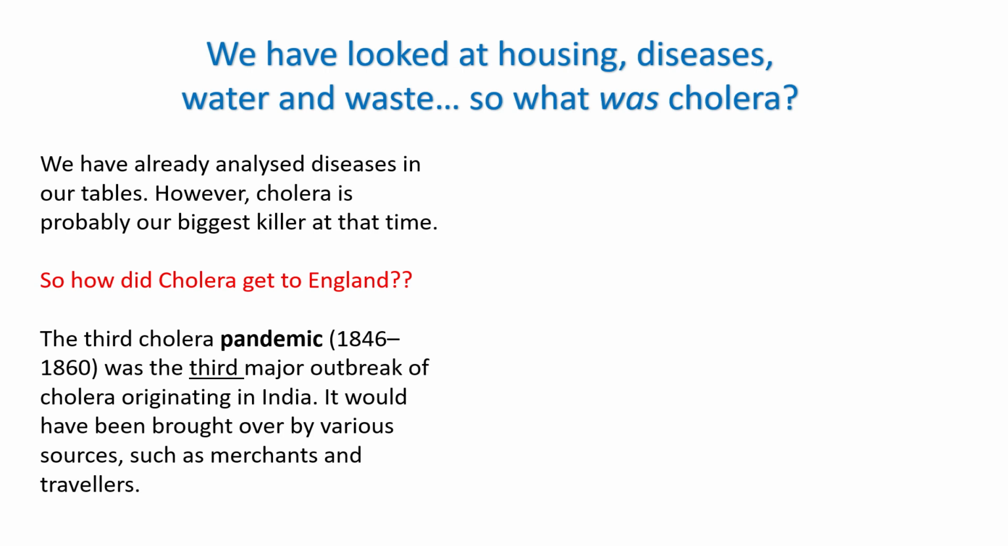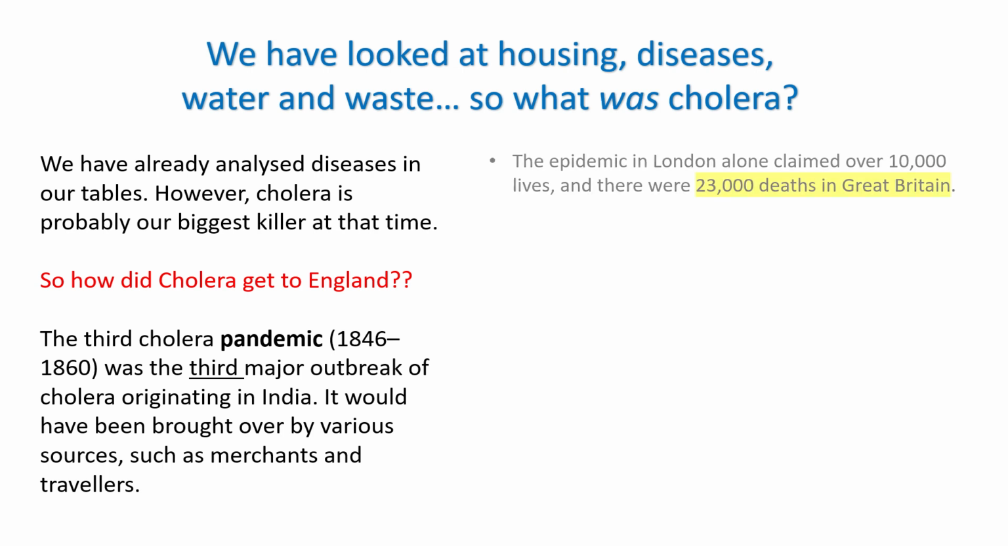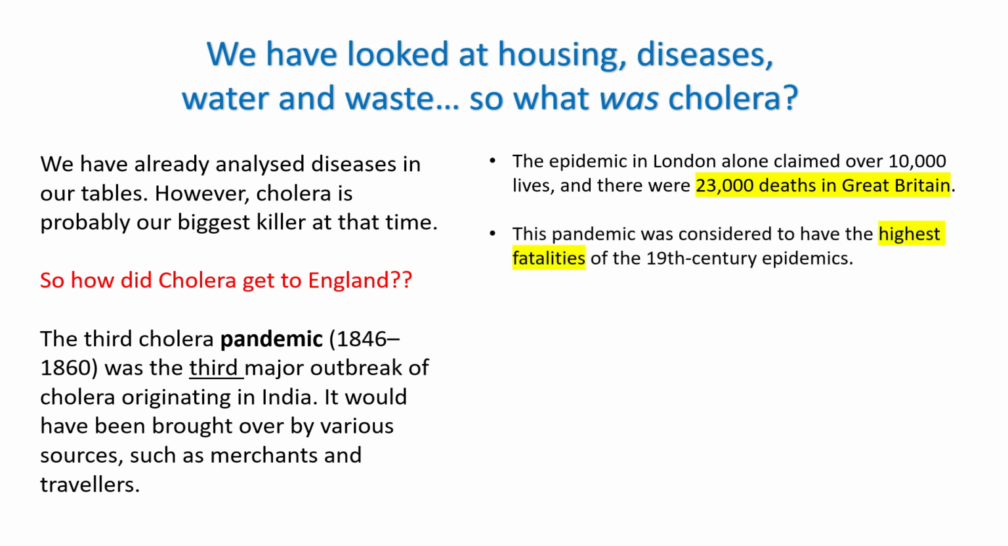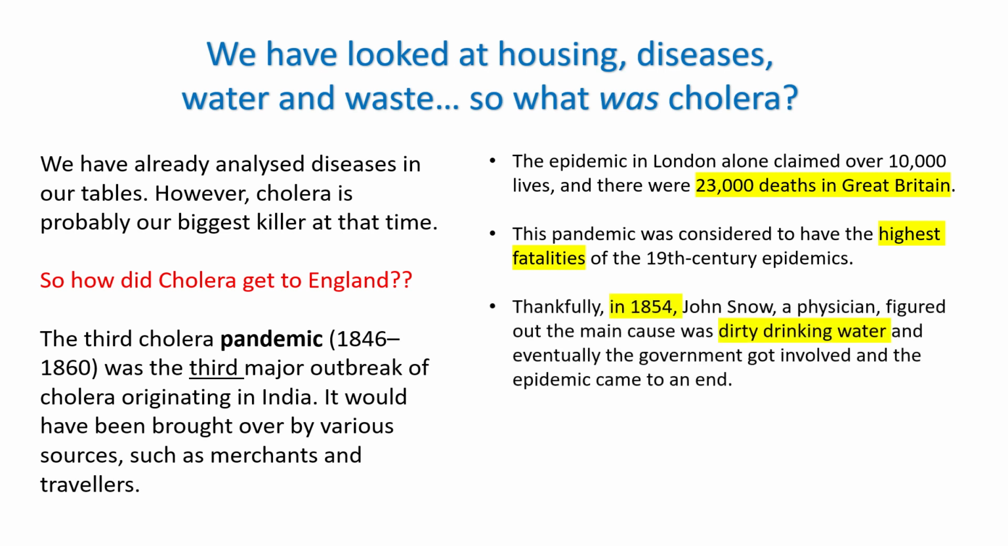The third cholera pandemic was the third major outbreak of cholera, originating in India. This would have been brought over by various sources such as merchants and travellers. Since having COVID-19, they can now relate to what a pandemic is far more, so this hopefully should give them some more insight. The epidemic in London claimed over 10,000 people's lives and 23,000 in Great Britain. It had some of the highest fatalities of the 1800s epidemics. But thankfully in 1854, John Snow, a physician, figured out the main cause was dirty drinking water, and eventually the government got involved and the epidemic came to an end.